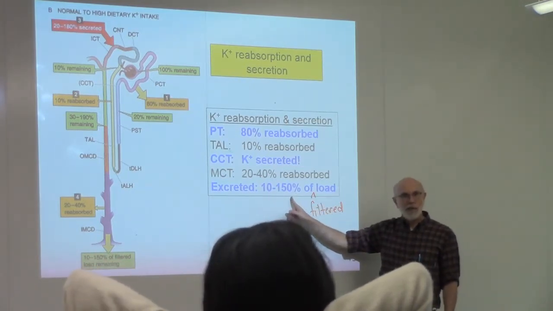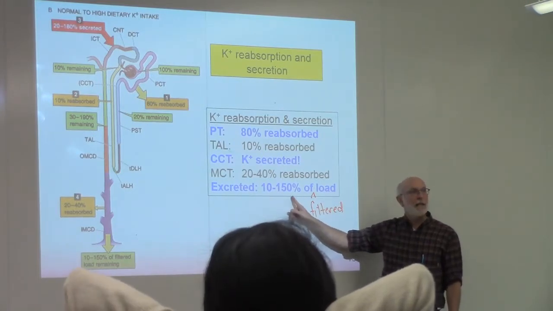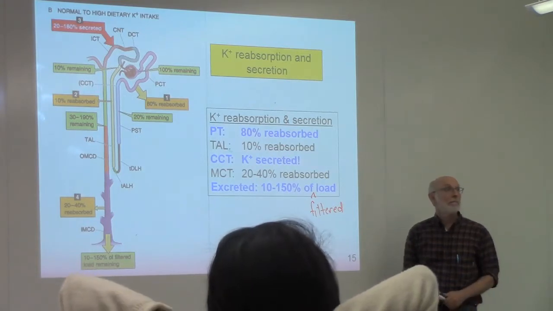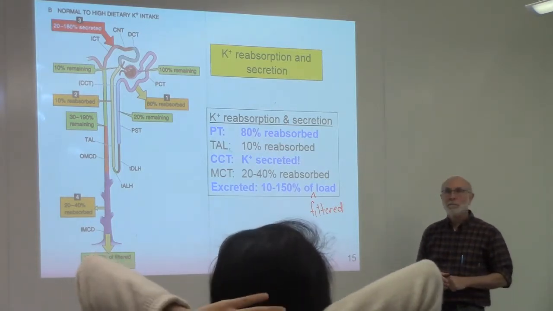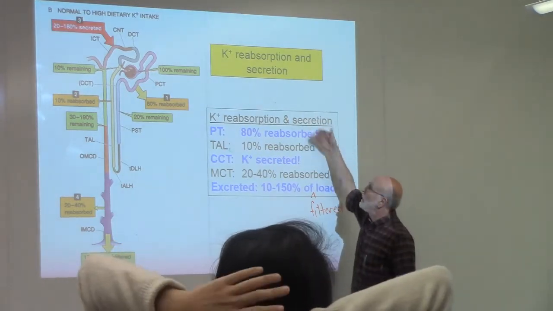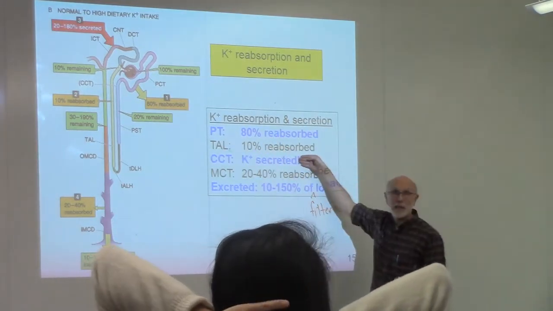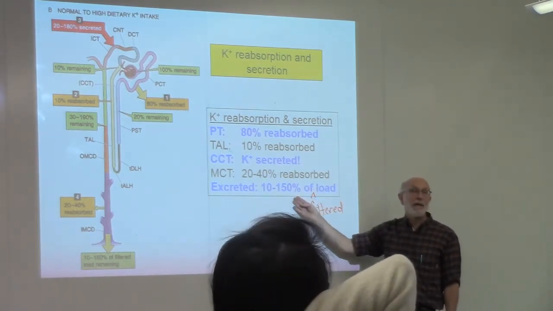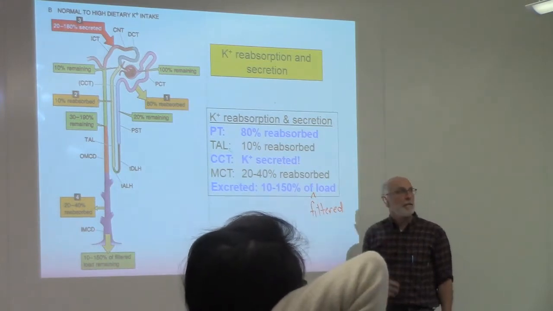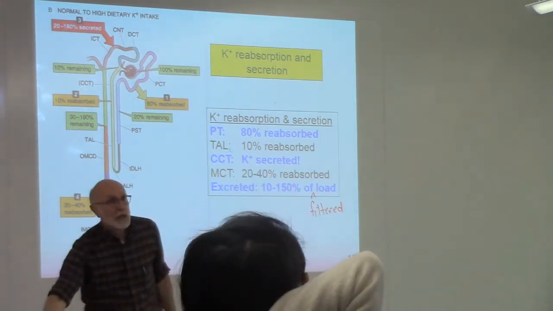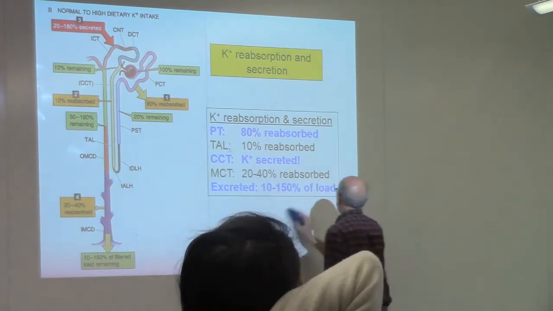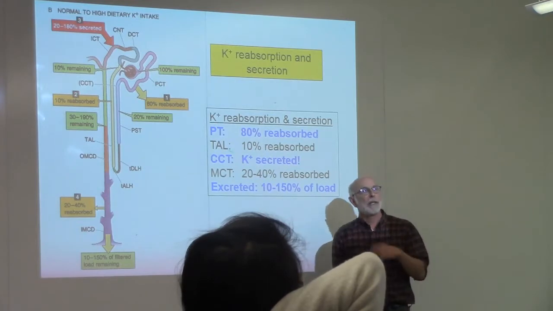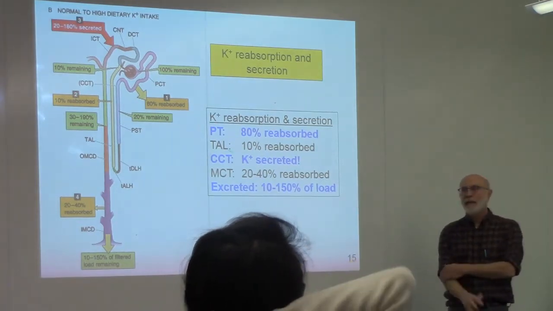How can we excrete 150% of the filtered load? Secretion. We can both filter it at the glomerulus and secrete it in the cortical collecting tubule, so that what we excrete is actually more than what we filter because of secretion. If we maximize secretion, we can excrete more than we filter.